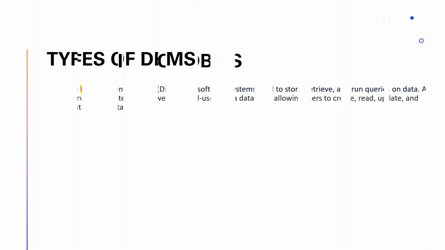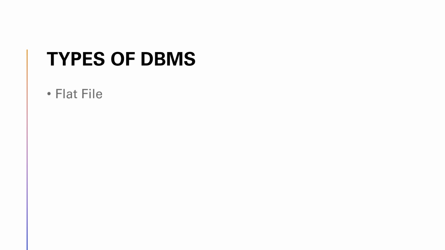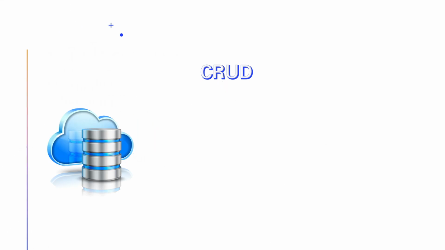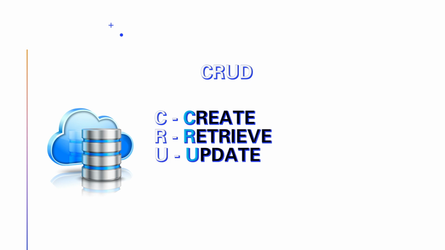It's a software system. We have multiple types of DBMS, which are flat file DBMS, hierarchical DBMS, network DBMS, relational DBMS, and non-relational DBMS. In our entire series, we are going to see about Relational Database Management System. Before that, can we check CRUD? What is CRUD? CRUD is the action which is handled with the help of DBMS software. The abbreviation for CRUD is create, retrieve, update, and delete.